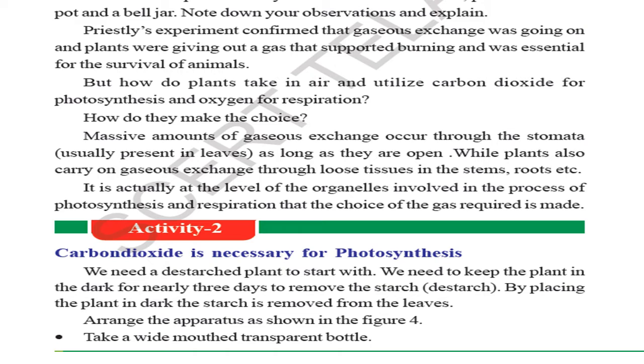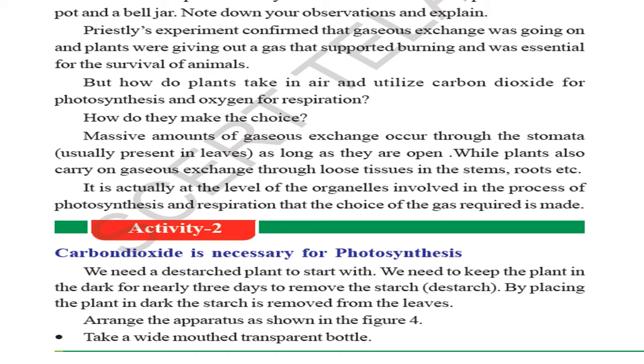But how do plants take in air and utilize carbon dioxide for photosynthesis, and oxygen for respiration? How do they make a choice? A massive amount of gaseous exchange occurs through stomata, usually present in the leaves, as long as they are open, while plants also carry on gaseous exchange through loose tissues in the stems, roots, etc. It is actually at the level of the organelles involved in photosynthesis and respiration that the choice of the gas required is made.